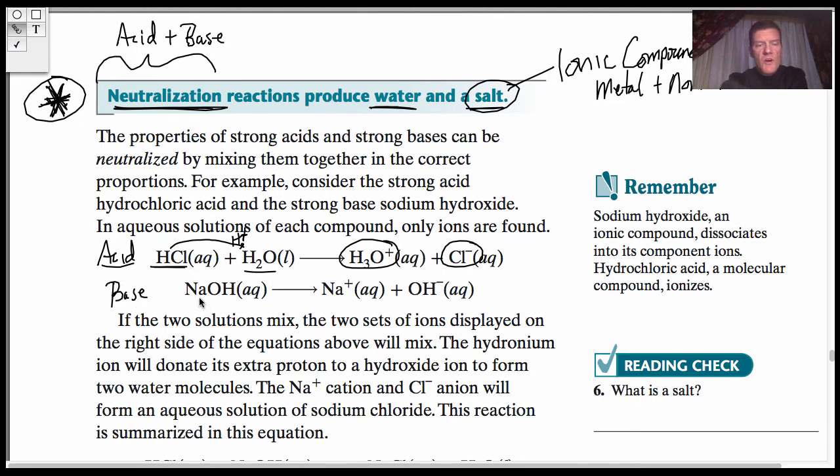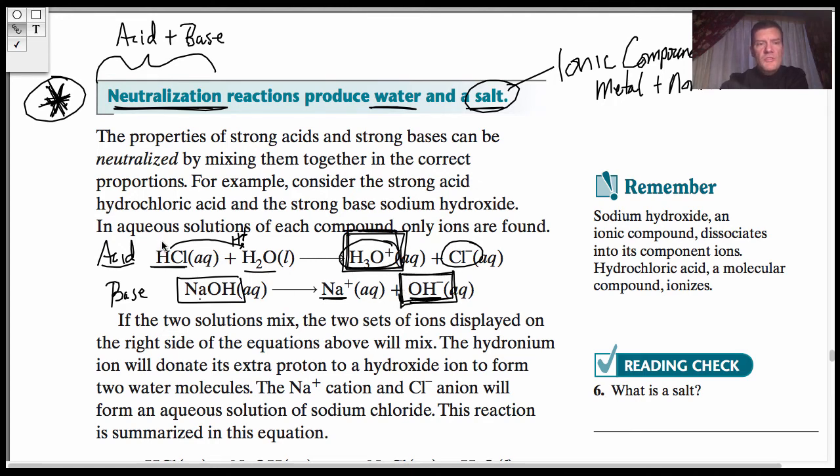When this is put into water, it ionizes, and you're going to create the Na and the hydroxide ion. So notice a base, here's your base, creates the hydroxide ion. The acid is going to create the hydronium ion. Hydronium comes from the acid, hydroxide is for the base.